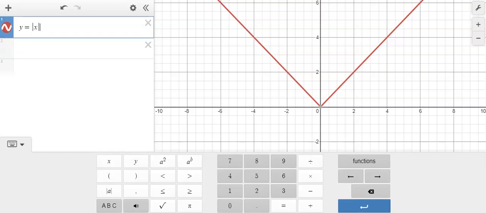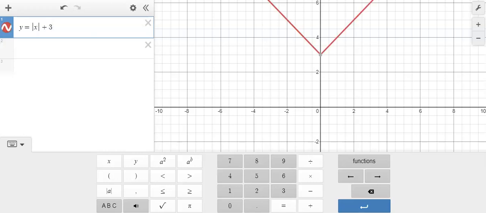So the first thing that we might do to this function is we might add 3 after the absolute value. So what would happen to our function if we add 3 after the absolute value? Well, let's do it and take a look. The function moves up 3, right? It is translated up 3 units.